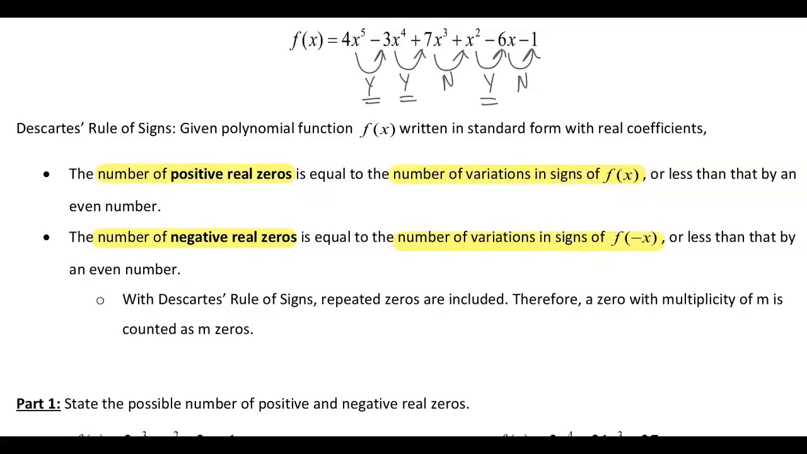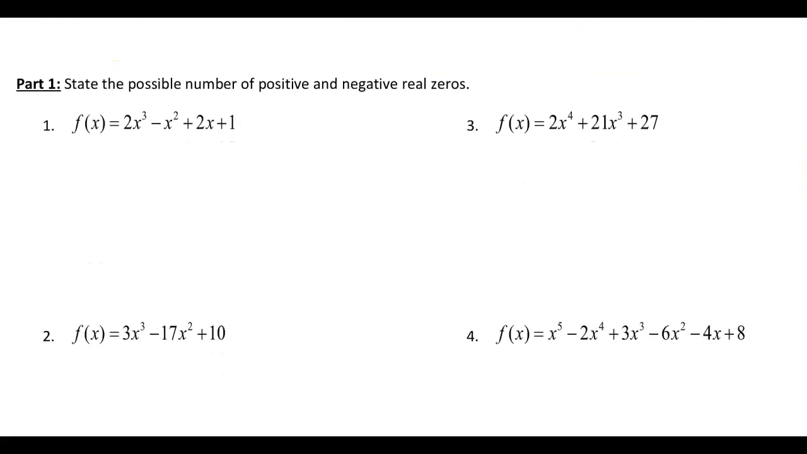sign variations for f of negative x, you can use that number of sign variations or less by any even number. And I'll show you what that means again in part 1 at the bottom. The last thing that it says is with Descartes' rule of signs, repeated zeros are also included. So anytime you have a zero where you're going to hit the x-axis at the origin, it'll also compute that as well for you. So let's go ahead and look at part 1.